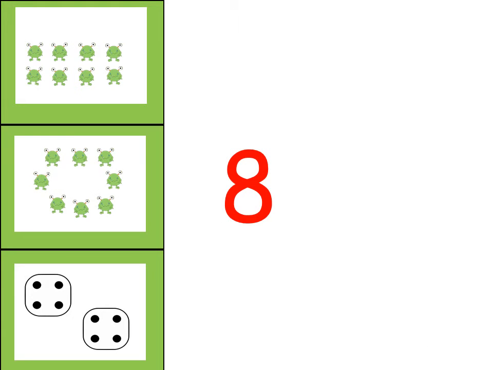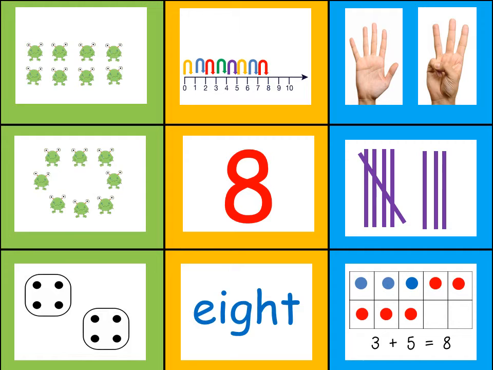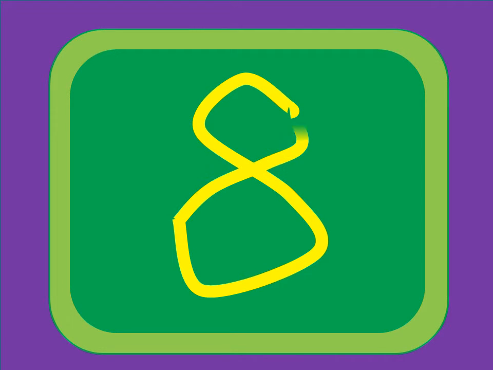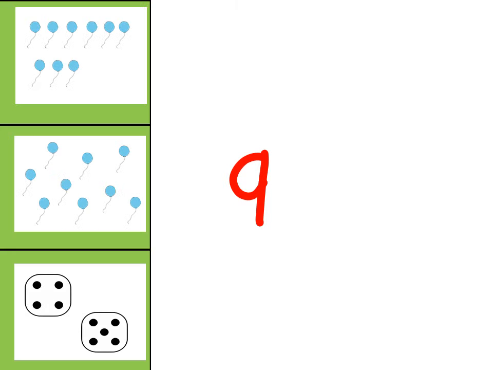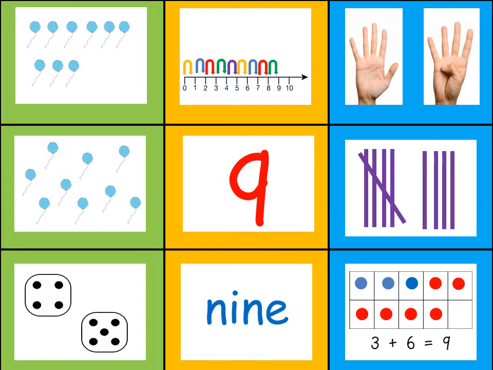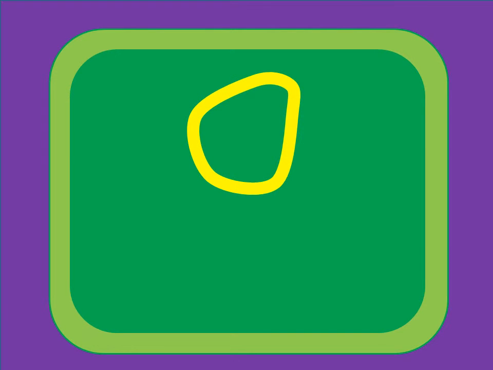8, 8, let's make an 8. Make a S, now don't be late. Curve it up, you have an 8. 9, 9, let's make a 9. Circle all around, straight line down.